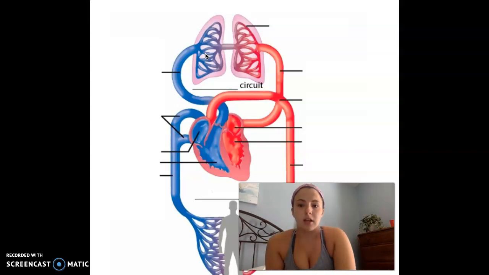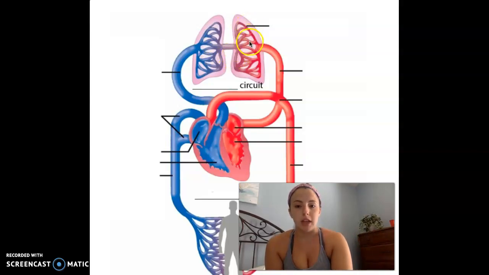But the pulmonary arteries carry the deoxygenated blood into the lungs, which then splits off into smaller arteries and arterioles, and then capillaries. And within the capillaries, there's exchange of carbon dioxide and oxygen.